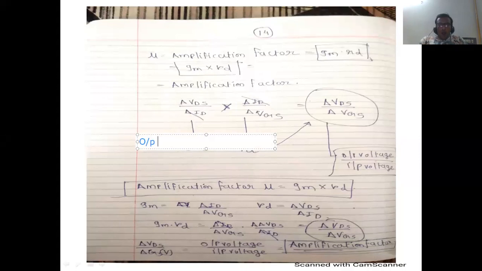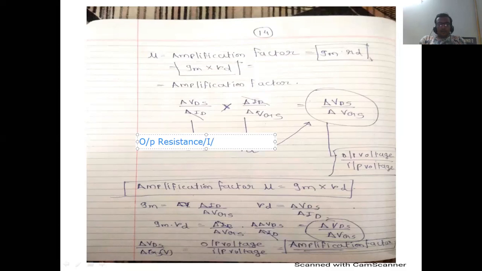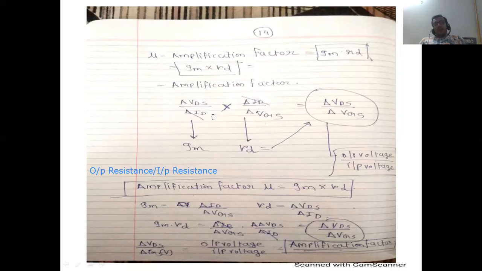Output resistance divided by input resistance is considered the amplification factor. The output resistance is delta VDS upon delta ID, and the input resistance is delta ID upon delta VGS. Why? Because the gate can be considered as input and the drain can be considered as output. So see this, ID cancels. So delta VDS upon delta VGS, which can be considered as Gm into RD.